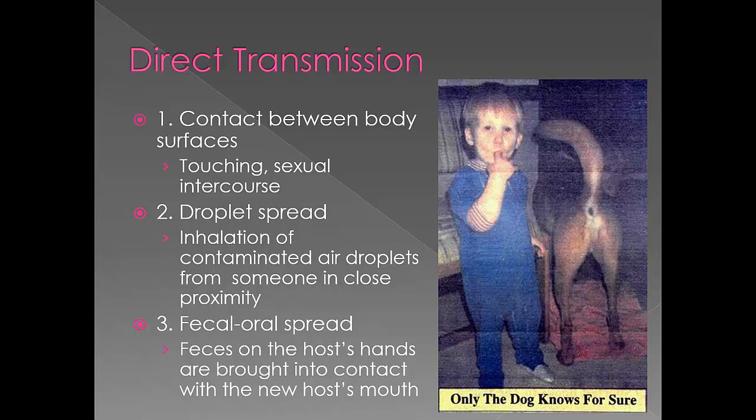There are several different ways that we can have a direct transmission. The first is contact between body surfaces. Examples of this would be touching or sexual intercourse. A droplet spread is another example of a direct transmission. This typically includes the inhalation of contaminated air droplets from someone in close proximity who is ill. And third, fecal oral spread is another direct transmission route.